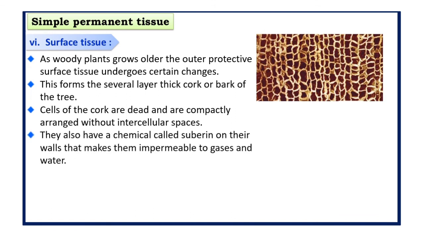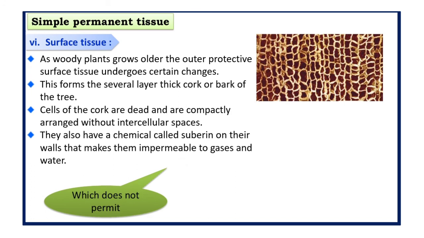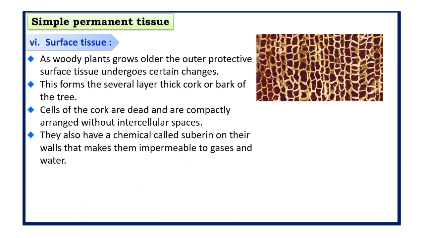They also have a chemical called suberin on their walls. Like lignin, the suberin on their walls makes these cells impermeable to gases and water. That means the waxy substance does not allow gases and water molecules to go in and out through this tissue. So this is all about the surface tissue of roots.